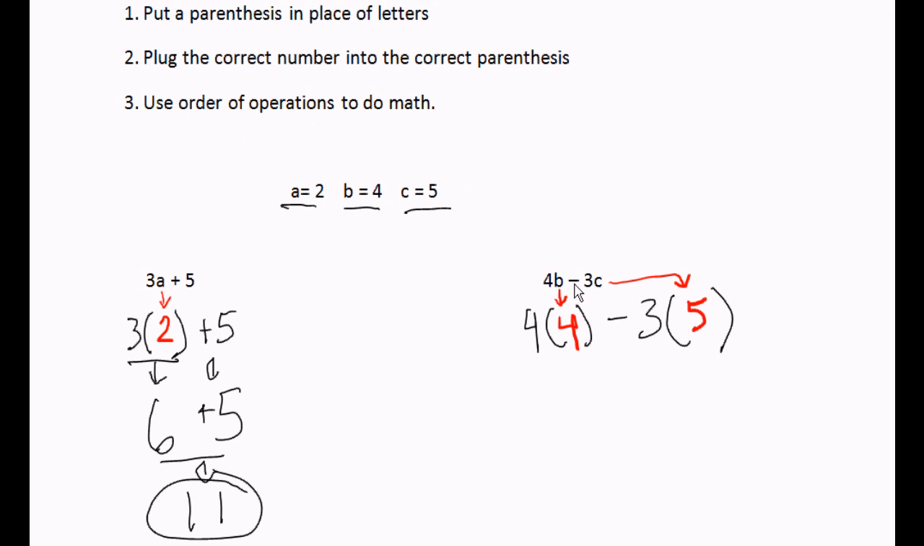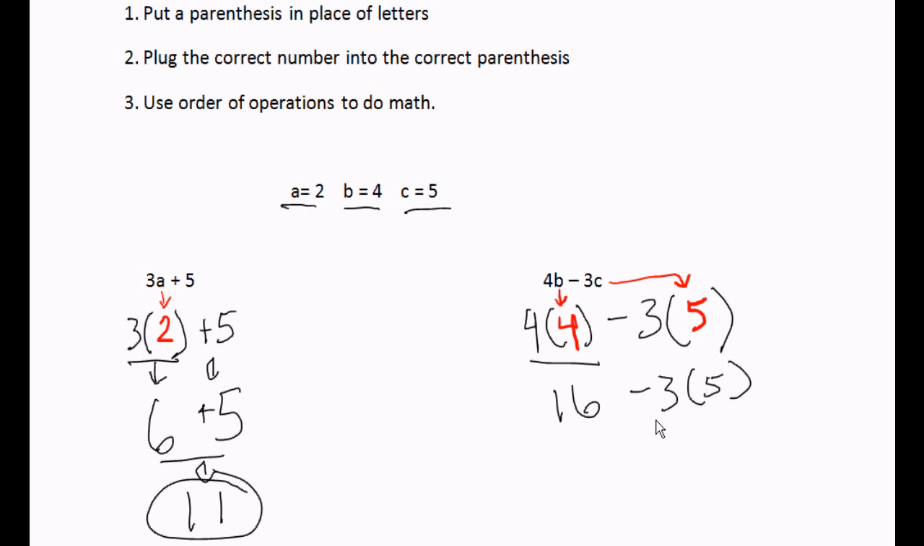Now use the order of operations to do the math. Order of operations says multiply from left to right. So here's my first multiply. 4 times 4 is 16. So now I have 16 minus 3 times 5. You do not subtract here. Order of operations says do all the multiply and divide from left to right before the add and subtract. So I cannot do this add or subtract until I've done all multiply.